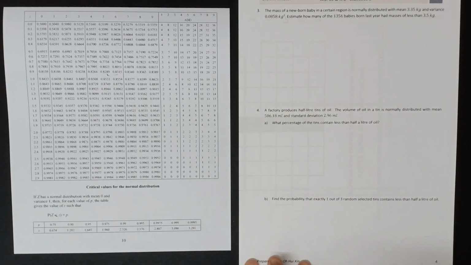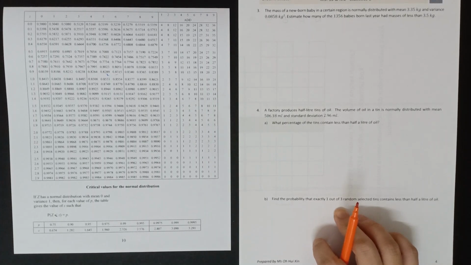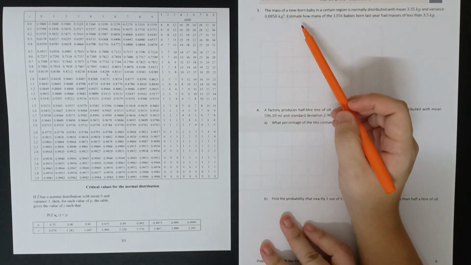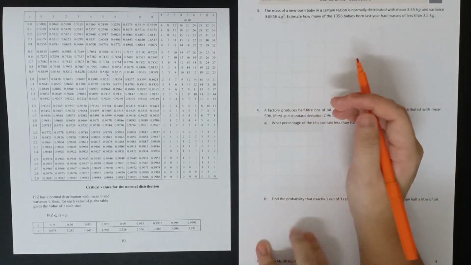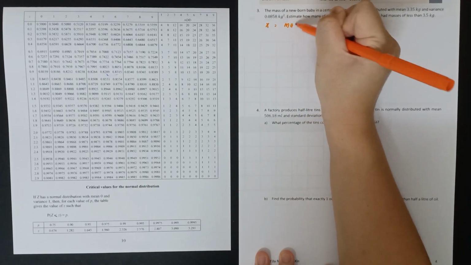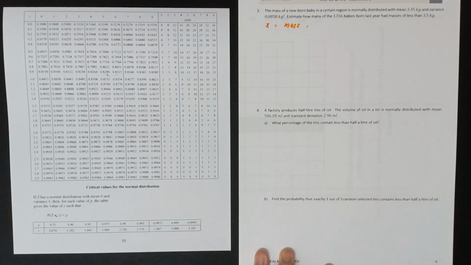The mass of a newborn baby in a certain region is normally distributed with mean 3.35 kg and a variance of 0.0858. Estimate how many of the 1,356 babies born last year have a mass of less than 3.5. Same thing, what you need to do is write down everything in a sentence first. What is the random variable here? It's the mass of a newborn baby, so you can write X equals mass. It's just something that you denote, so you do not need to keep repeating reading the question.